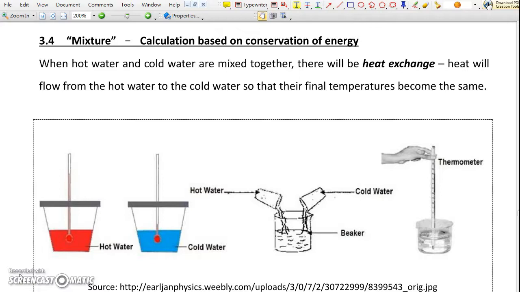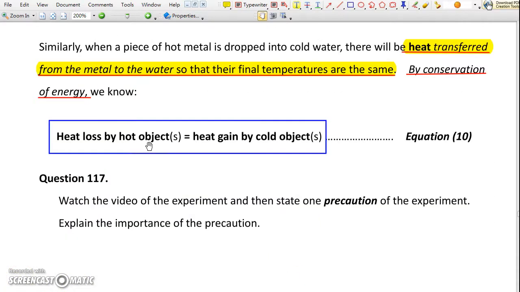Section 4, Mixture, is a calculation based on conservation of energy. In this section, we will mix hot and cold water or other liquids together, and we are going to find the final temperature of the mixture. As there is something hot, there's also something cold, and so the energy released by the hot object, the heat loss, will be absorbed by the cold object, the heat gain. That is to say, the heat loss by hot objects will be equal to the heat gain by the cold objects. And let's take a look at the following experiment.